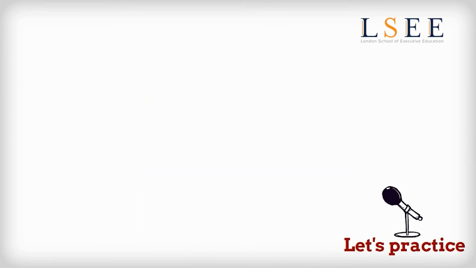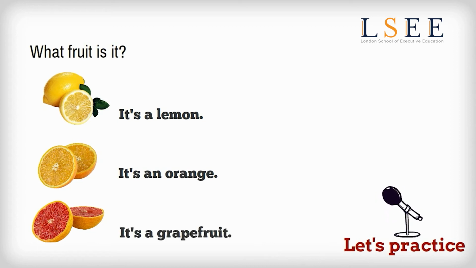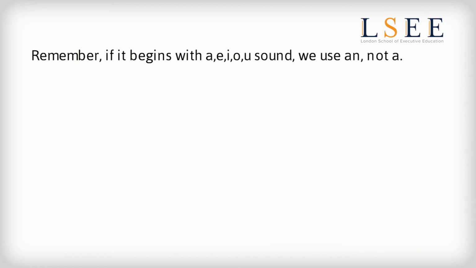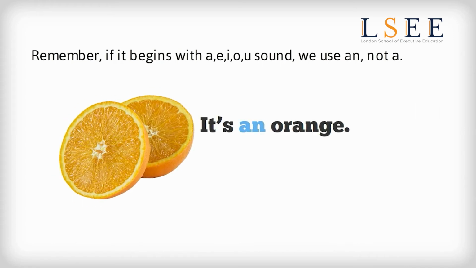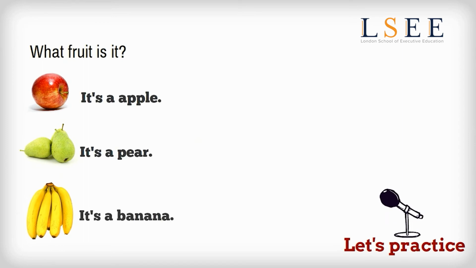Let's practice. What fruit is it? It's a lemon. It's an orange. It's a grapefruit. Remember, if it begins with A, E, I, O, U sound, we use an, not a. It's an orange. What fruit is it? It's an apple. It's a pear. It's a banana.